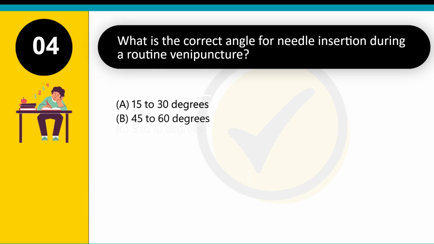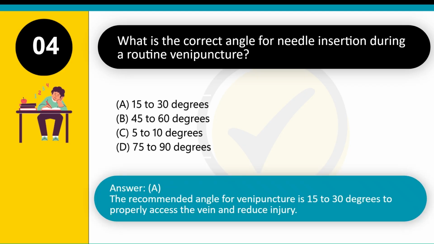What is the correct angle for needle insertion during a routine venipuncture? A. 15 to 30 degrees. B. 45 to 60 degrees. C. 5 to 10 degrees. D. 75 to 90 degrees. Answer A. The recommended angle for venipuncture is 15 to 30 degrees to properly access the vein and reduce injury.